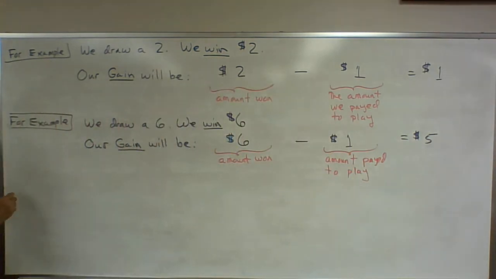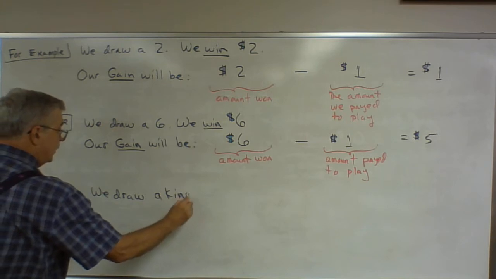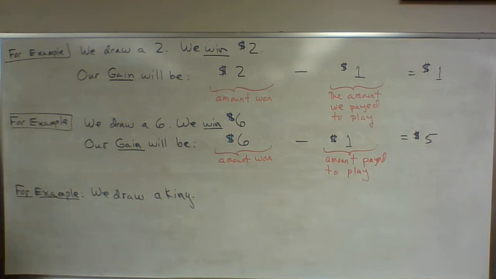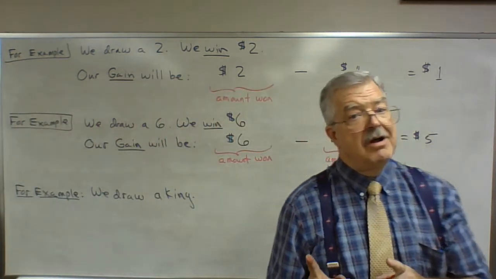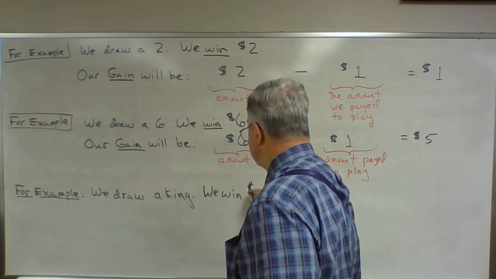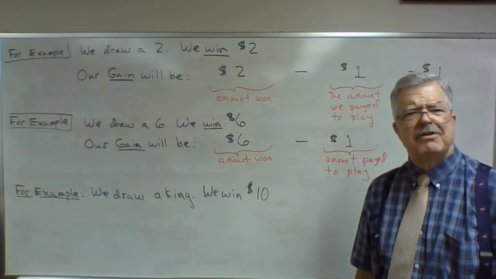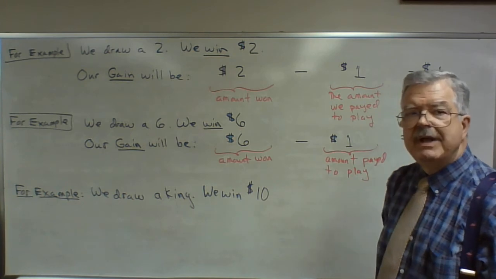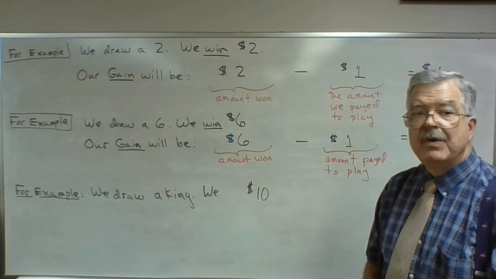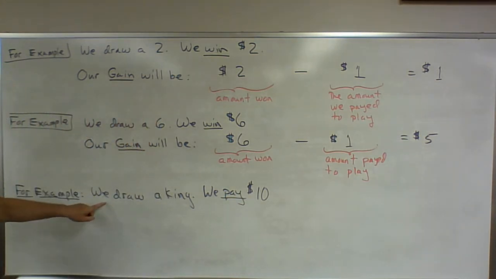Let's look at another case. We draw a king. That's a face card. How much do we win if we draw a face card? Whoops. We don't win. If we draw a face card, we have to pay $10, don't we? Oops. If we draw a king, we pay $10.